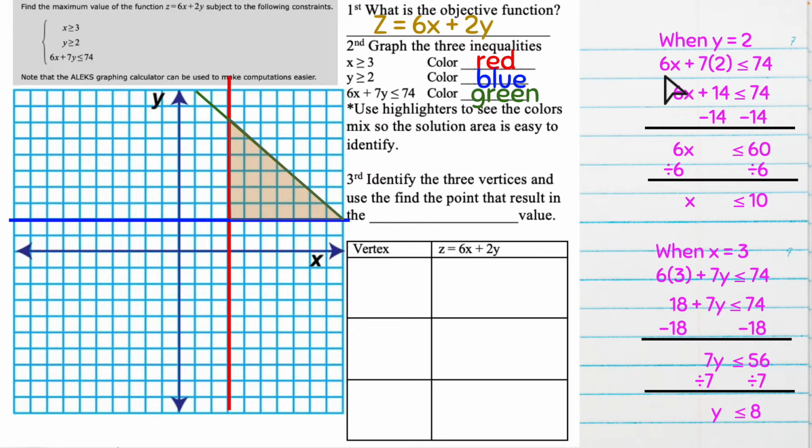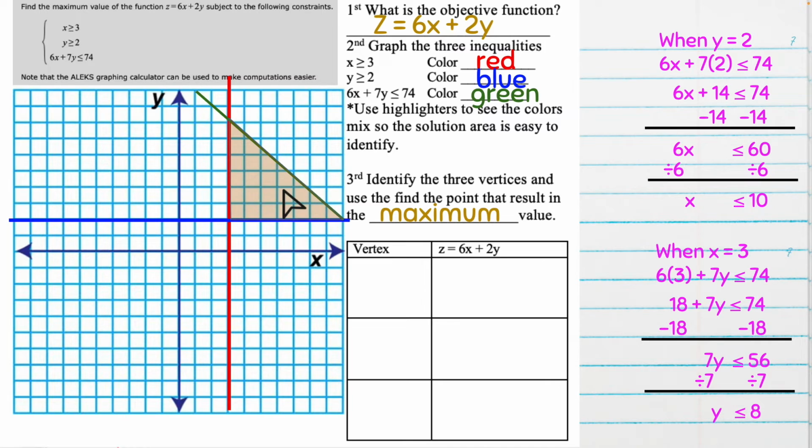Okay. So now we're going to identify the three vertices and use them to find the point that will result in the maximum value, because that is what the original question asked us to do. If you've noticed, I had a little mistake to fix there. So I changed this to green instead of pink, and the line is now green, and the little section area is that weird brown color that it ended up turning into in the last slide there. So I was trying to match that as best I could.